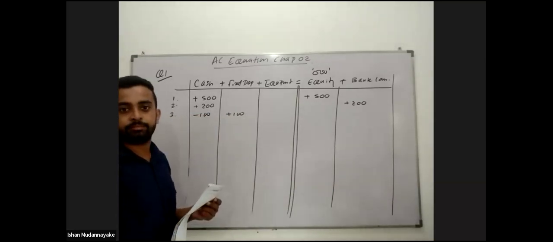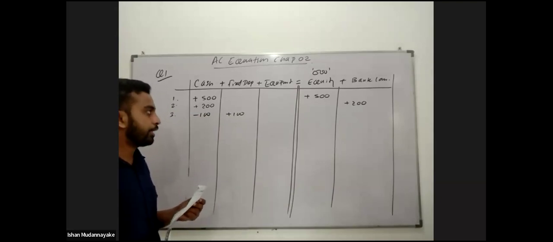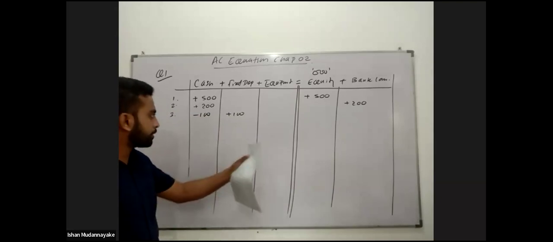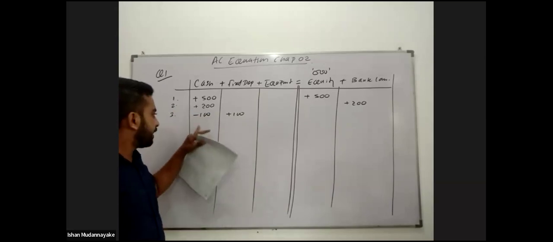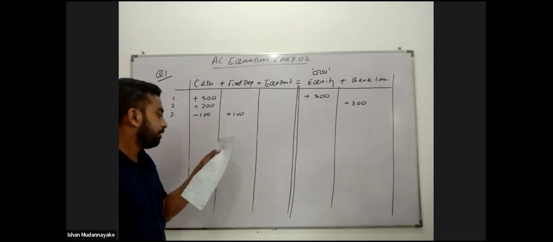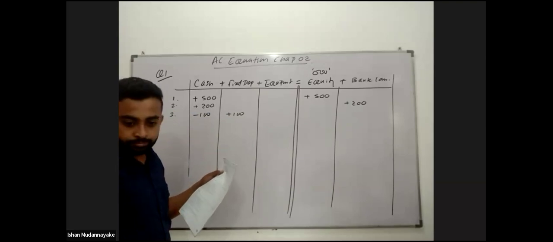Both sides equal. In the accounting equation, both sides should be equal. Asset side minus 100 plus 100. Right. Third one, sorry, fourth one.